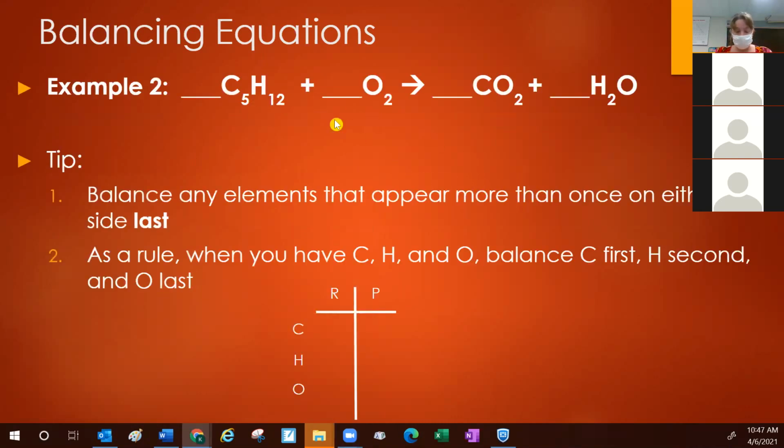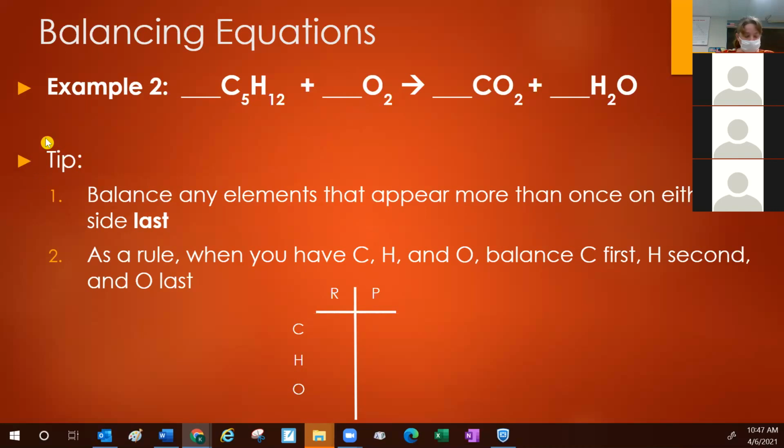Okay, so you can see this already looks a lot more complicated. You can see we have 2 reactants separated by a plus sign. We have 2 products separated by a plus sign. And we have 3 different elements here. So there's actually 2 tips combined here in this one example, okay?